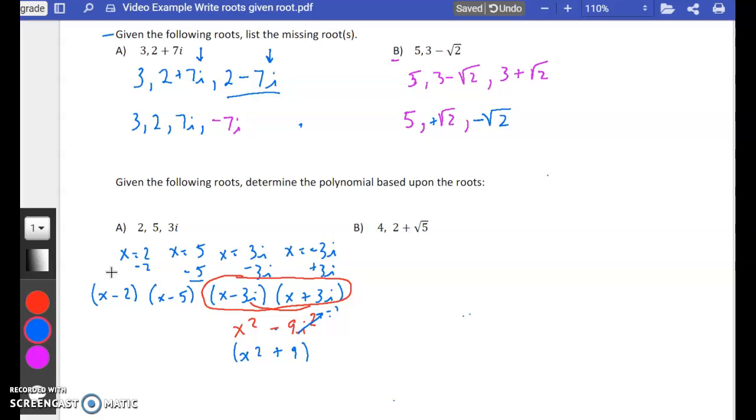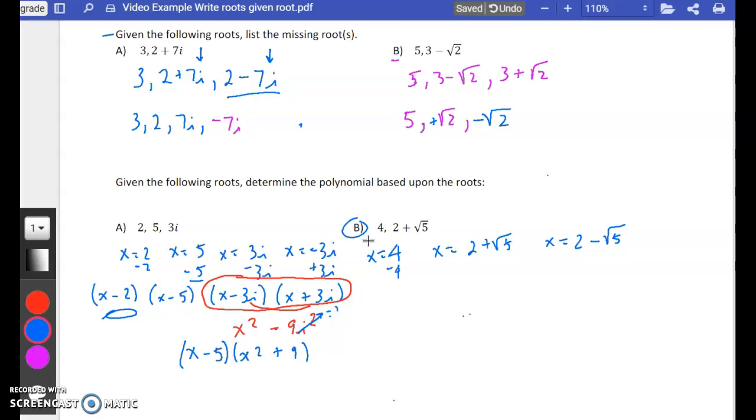Now I can take this and multiply by either of the other two binomials. I would just go and do x minus 5, multiply through that one, and then go back and pick up the x minus 2. So that's kind of how to do those. And just to lay out the factors for B, I have x equals 4, x equals 2 plus root 5, and x equals 2 minus root 5. Remember, radicals come in pairs.